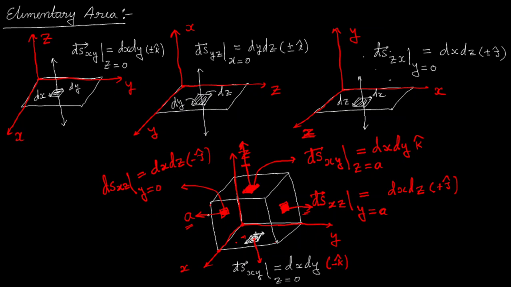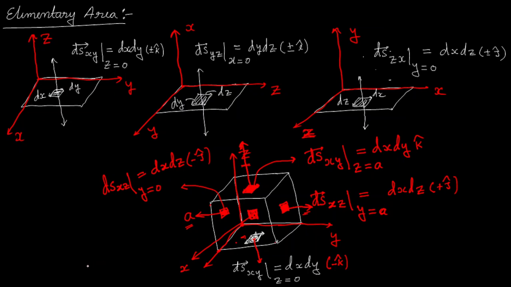Minus j cap. And same way, if we want to define the elementary length vector on the front surface, how can we define it? Again, we have to draw an elementary length vector parallel to the z-axis, an elementary length vector parallel to the y-axis, and on this surface x will be constant, front surface x will be constant. So this will be the directions of elementary length vector on the front surface.